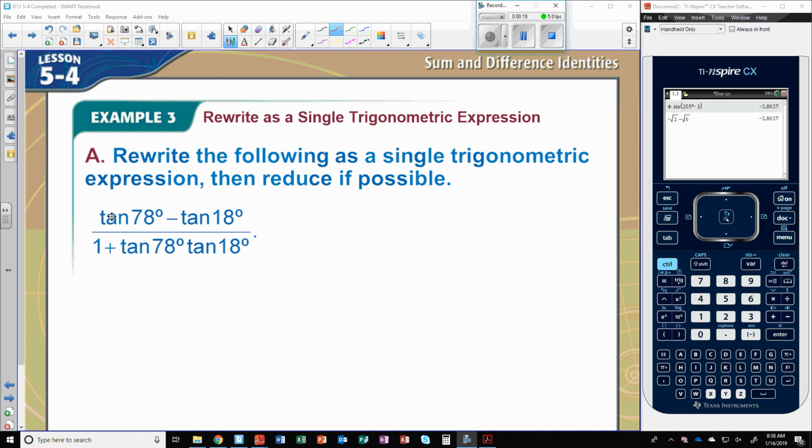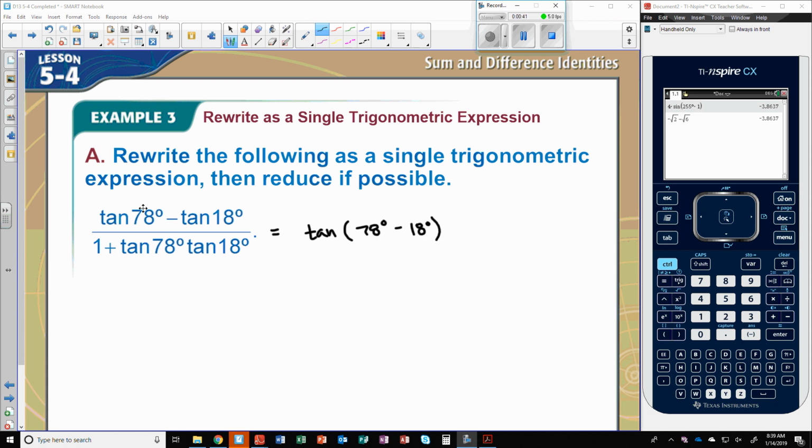Why do I point that out? Because the sine symbol stays the same, which means it stays as minus. Cosine would change. It looks like a plus, but it changed to a minus. This means this is tangent's formula with a subtraction. This is the sum or difference, but it's coming from the difference of tangent 78 minus 18 degrees.